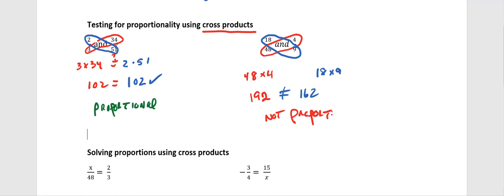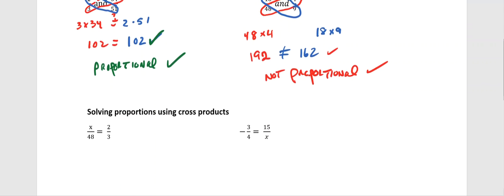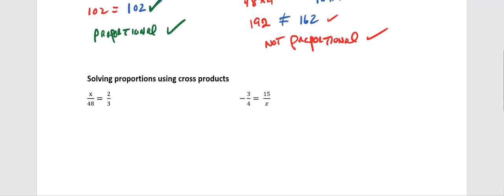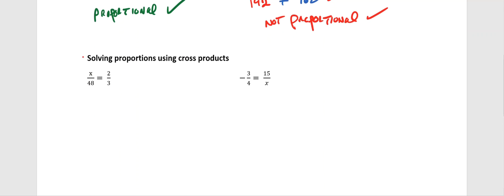So that's all you need to do. You need to take your two ratios and you simply need to compare one cross product to another. If the cross products are equal, it will be proportional, as was the case in the first example. If the cross products are not equal, it will not be proportional. So sticking with this idea of cross products, we can now use that to our advantage to solve for the missing quantity in a proportion.